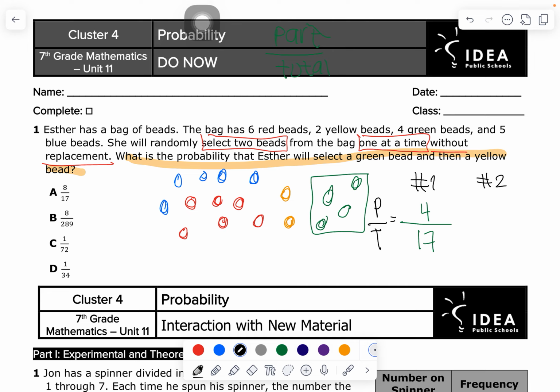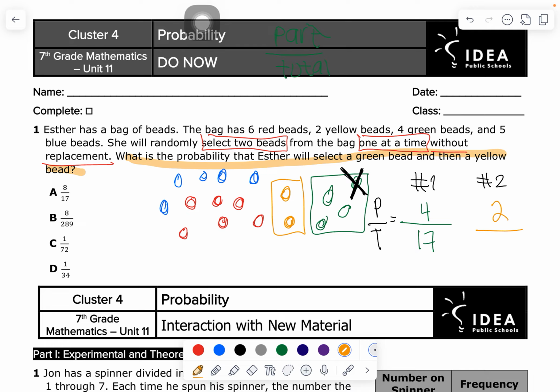Now, the second event is, what is the probability that we get a yellow bead? But the important part about this is that we're not replacing that first green bead that we are going to get. So I'm going to put a cross on this. I no longer have 1 green bead. So now I'm looking at yellow. I have 2 yellows.